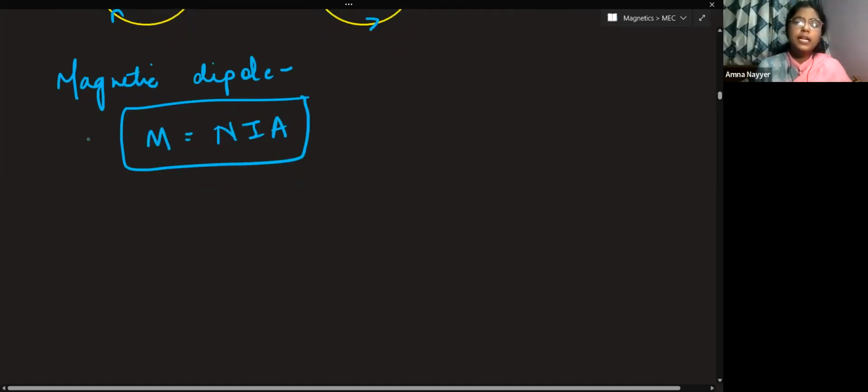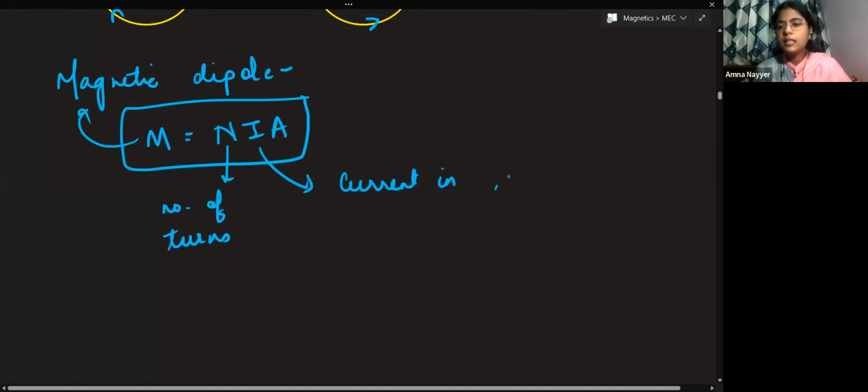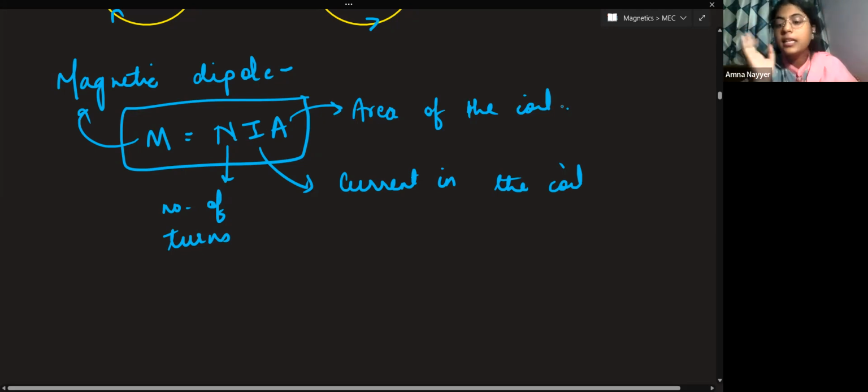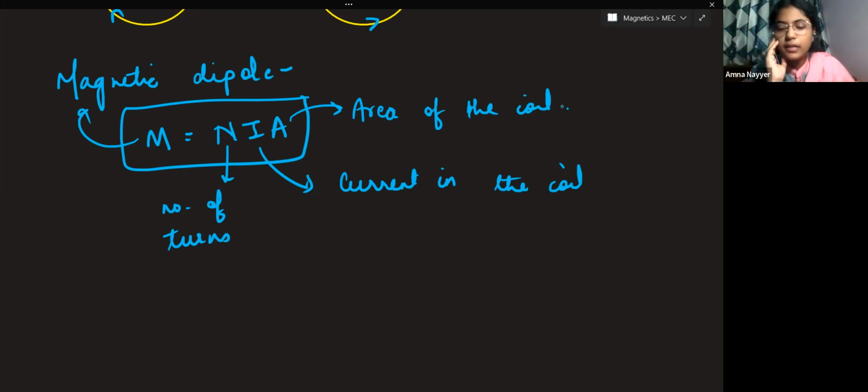M is the magnetic dipole moment. N is the number of turns of the coil. I is the current in the coil. And A is the area of the coil. Any shape of coil can be given to you. We'll do two shapes today to see it. And the direction, how to calculate the direction.